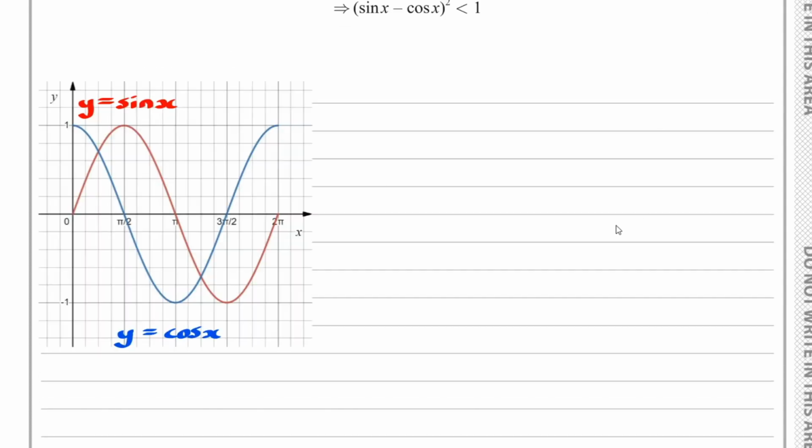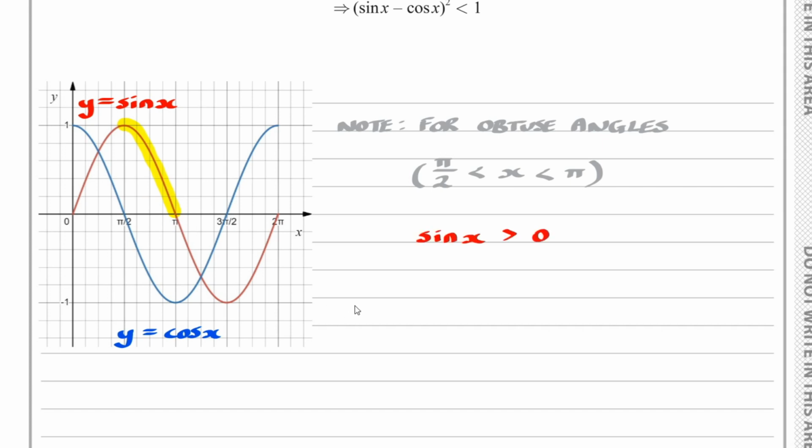To begin with, we've got the graph of sin x shown in red, and the graph of cos x shown in blue, in between 0 and 2 pi. Now, for obtuse angles, those are angles between pi over 2 and pi. Well, you see here that sin x is greater than 0, and you see here that cos x is less than 0. Bear this in mind.